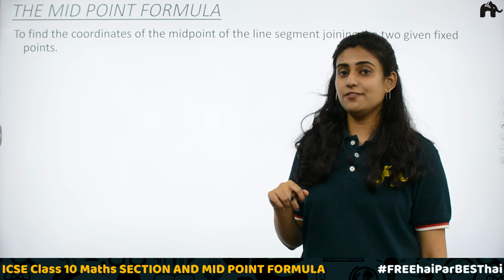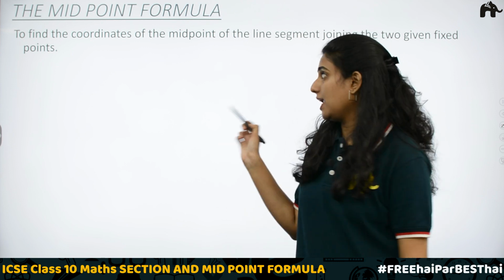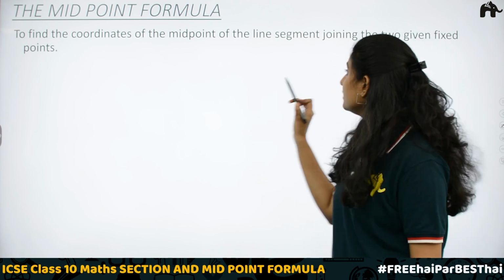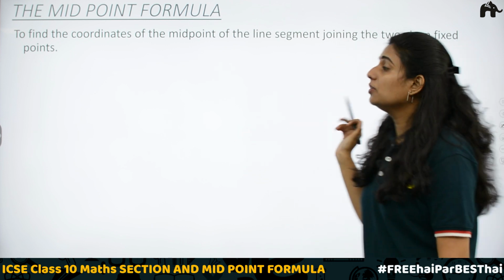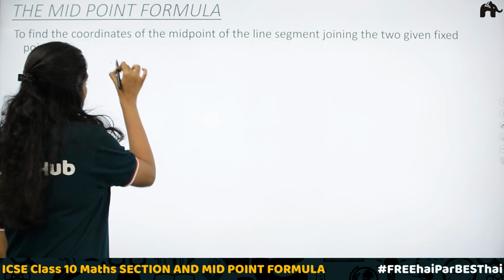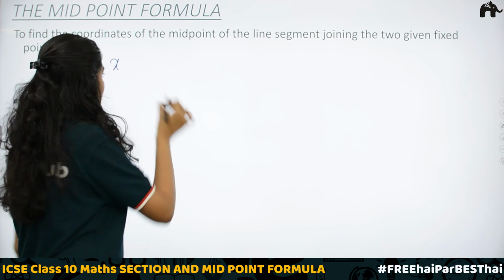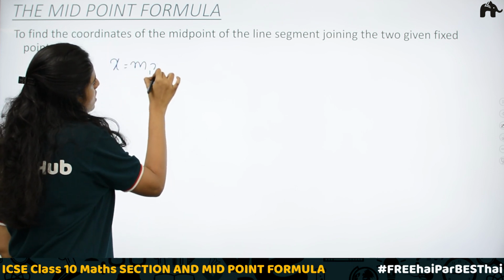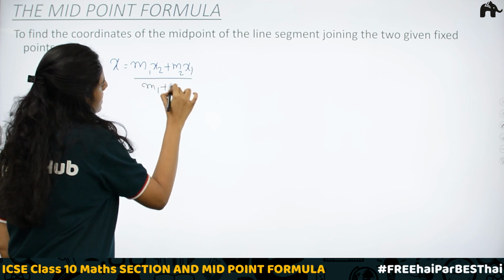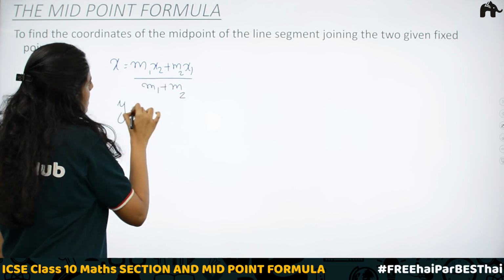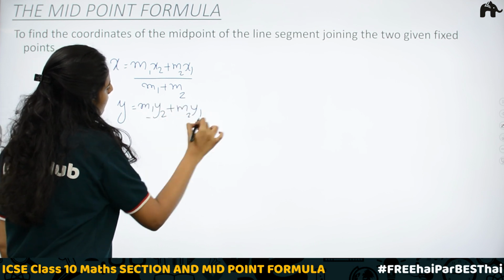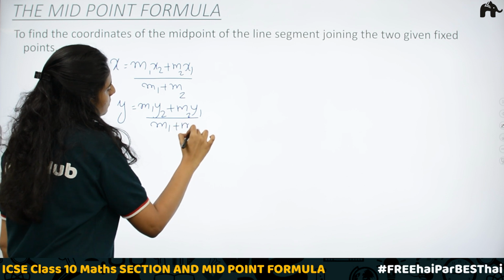We have studied section formula. Now let's see what midpoint formula is. Midpoint formula is used to find the coordinates of the midpoint of the line segment joining the two given fixed points. We know section formula. Using section formula, the coordinates of point P, x and y: x is equal to m1 x2 plus m2 x1 divided by m1 plus m2, and y coordinate, y is equal to m1 y2 plus m2 y1 divided by m1 plus m2.